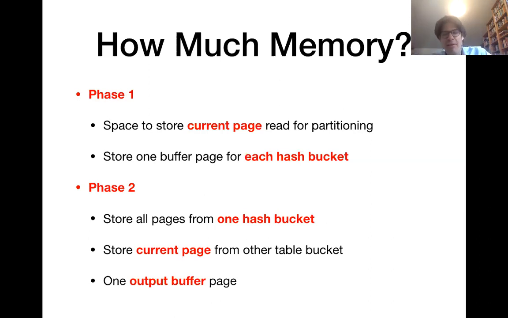In the second phase, I want to store all pages from one hash bucket from one of the relations. So in order to minimize main memory consumption, I typically want to choose the smaller table for that. And also I need to count one page for the current page from the other table, and then I still need one output buffer. So here, the number of hash buckets plus 2, basically. That's how many main memory pages I need.